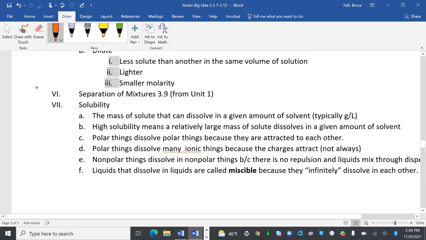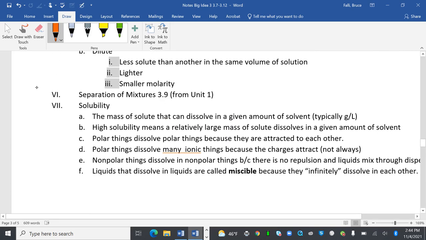And I think the last thing we have is solubility. There's a couple of different ways we can talk about solubility. There's the mass of solute that can dissolve in a given amount of solvent. Typically, we're talking grams per liter. A high solubility means a relatively large mass of solute dissolves in a given solvent. So again, if we're talking about grams per liter, a high solubility means that number is big.